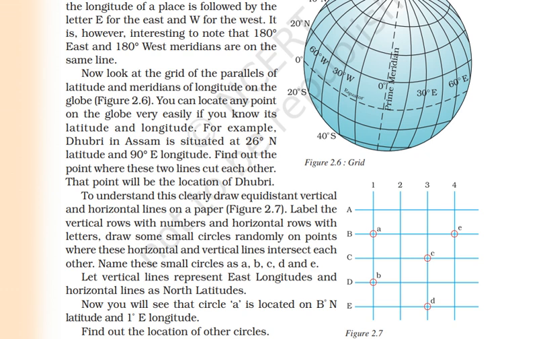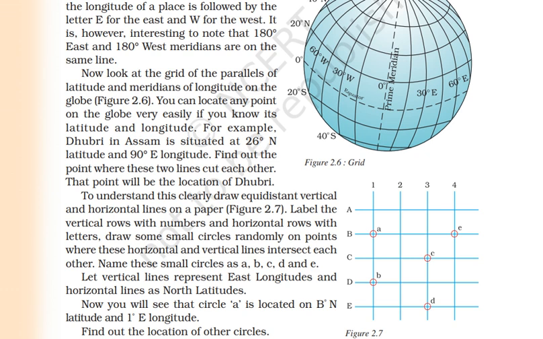Now look at the grid of the parallels of latitude and meridians of longitude on the globe, Figure 2.6. You can locate any point on the globe very easily if you know its latitude and longitude. For example, Dhubri in Assam is situated at 26 degree north latitude and 90 degree east longitude. Find out the point where these two lines cut each other. That point will be the location of Dhubri.